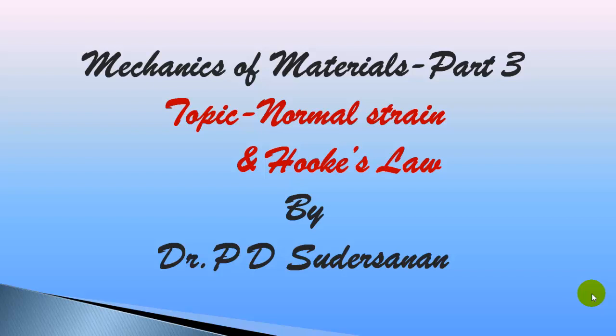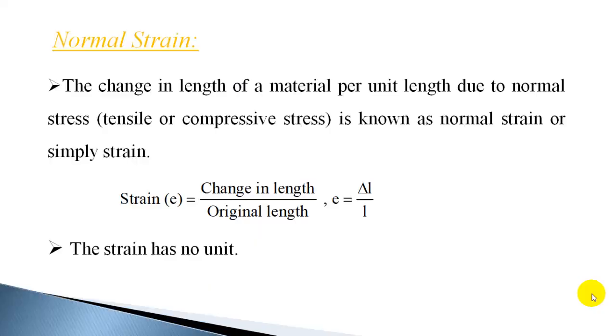In this class, I will be discussing normal strain and Hooke's law. Normal strain is the change in length of a material per unit length due to normal stress. So when a normal stress is acting on a material, the ratio of change in length to the original length is known as normal strain, or simply strain.